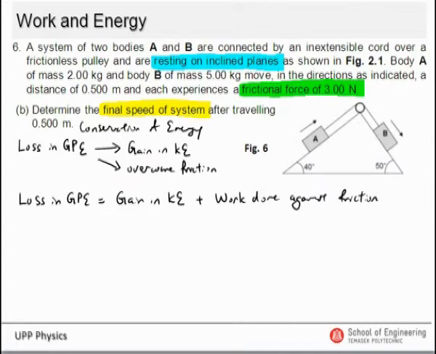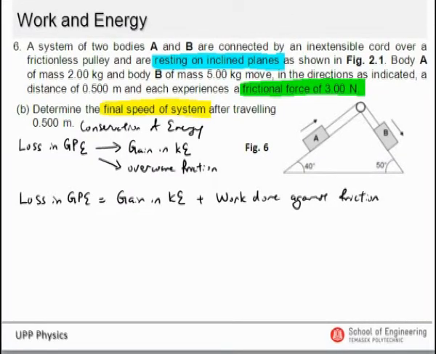Now, how do we calculate the work done against friction? Take note, we are calculating work done against friction, not work done by friction. So we have to identify the forces overcoming the friction. Let's say friction acts in the opposite direction of motion for A, and let's call this F. And similarly for B, it acts in the opposite direction of motion for B, and we call it F.